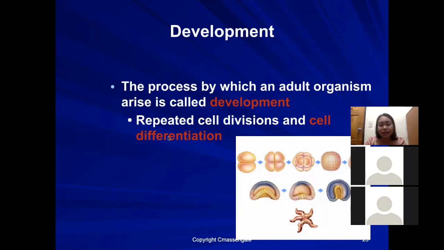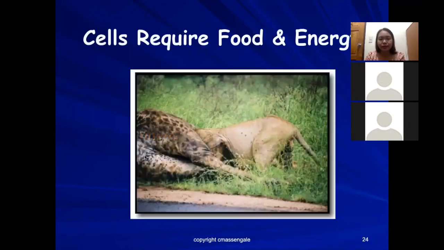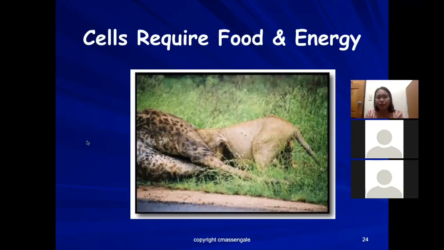In this instance, repeated cell division and cell differentiation take place. So it's different from growth, because growth involves cell division and cell enlargement, but development involves cell division and cell differentiation. When we say cell differentiation, the cell will form into another kind of cell. Cells also require food and energy. That's why we have respiration.